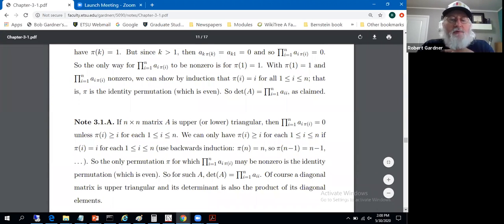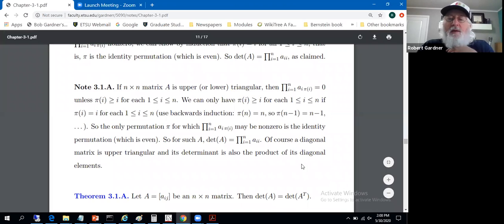A note, arguably a bit redundant with that: if we take an upper or lower triangular matrix, and we get this product to be 0, then we can draw the conclusion again that pi of i equals i. We must have the identity. It's a slightly different approach in this comment. So the only permutation for which we get non-zero is the identity. It's even. We can draw this conclusion again.